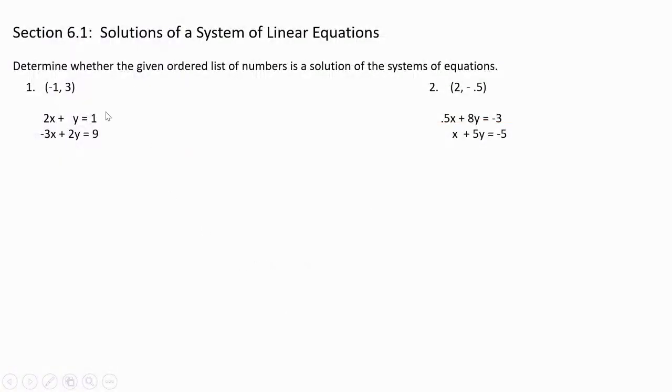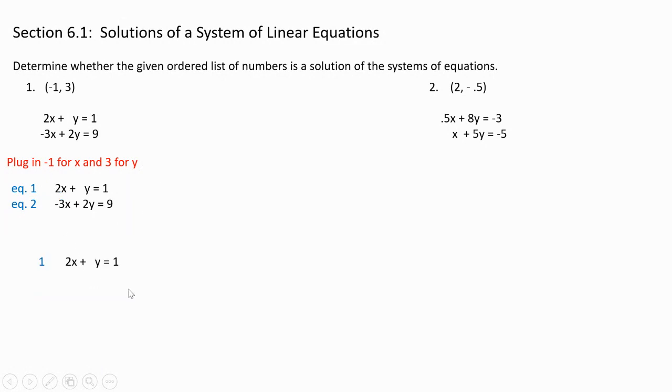Okay, for example, this is something from 6.1. It says determine whether the given ordered list of numbers is a solution of the system of equations. So here, guys, we are going to plug in -1 and 3 into both equations. Okay. So it has to make it true for both, in order for this point to be a solution for these two equations. Which means if it's true, that's where the two equations intersect.